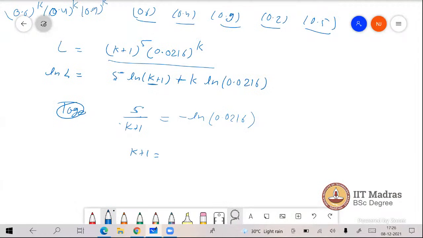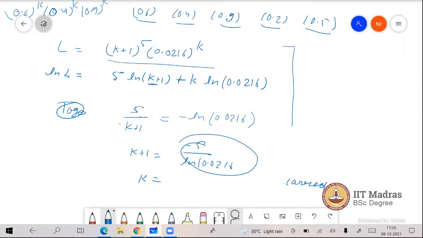Okay, what is the log value? Minus 3.8, whatever this is. Now this is your correct way. Whatever you get, it's the correct answer, as long as you didn't make any mistake in calculation.